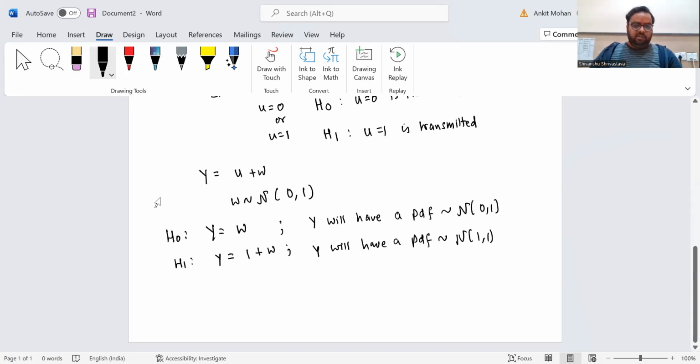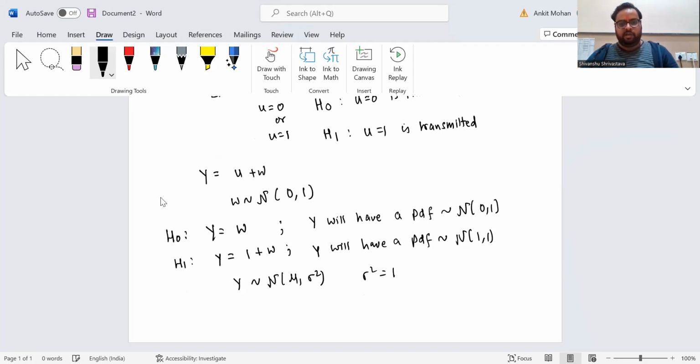Okay, the other way of saying that: the general distribution of Y is N(mu, sigma square), where sigma square is already equal to 1, that we already have.